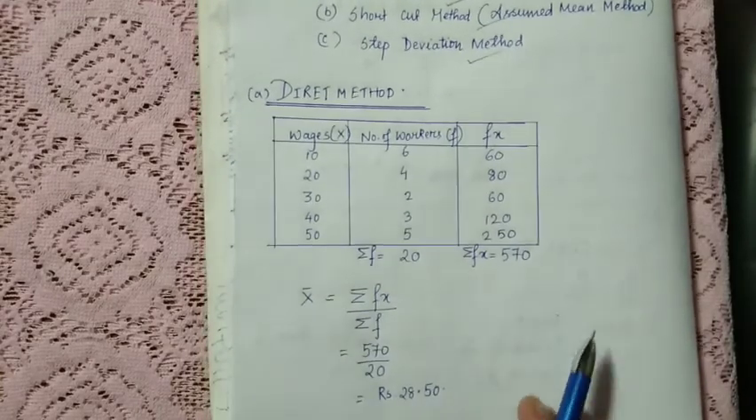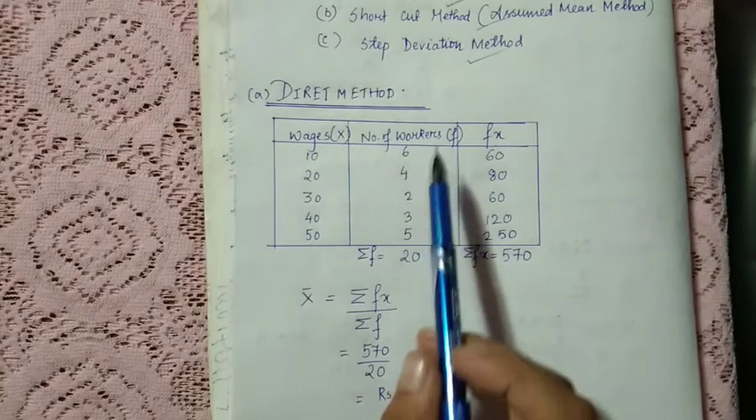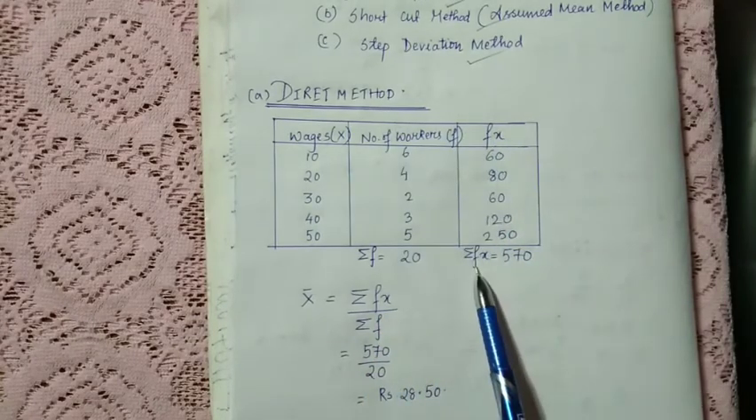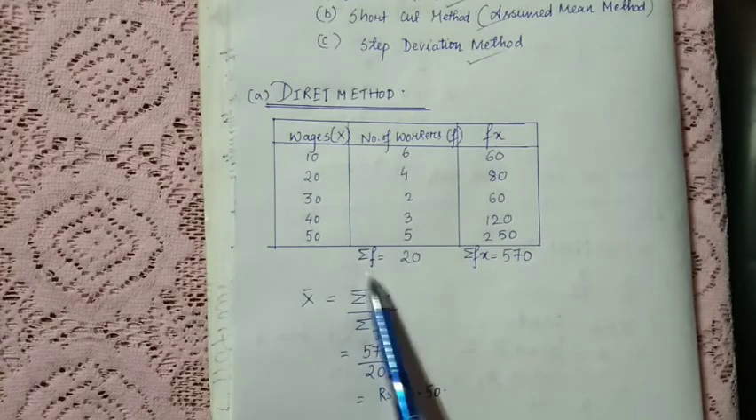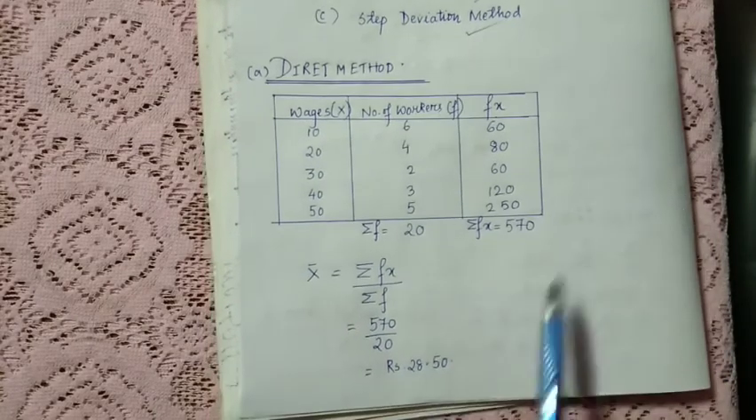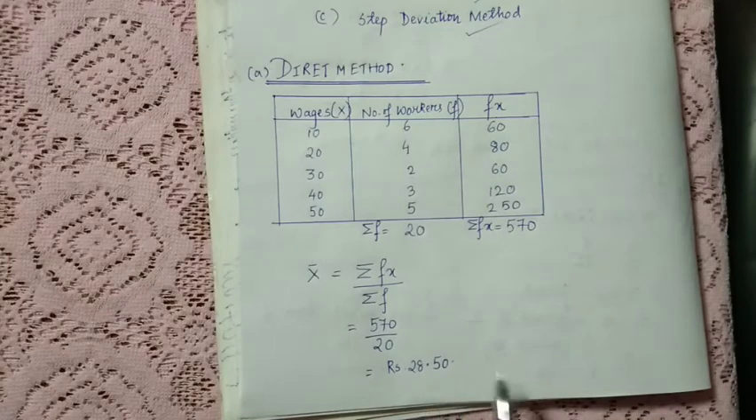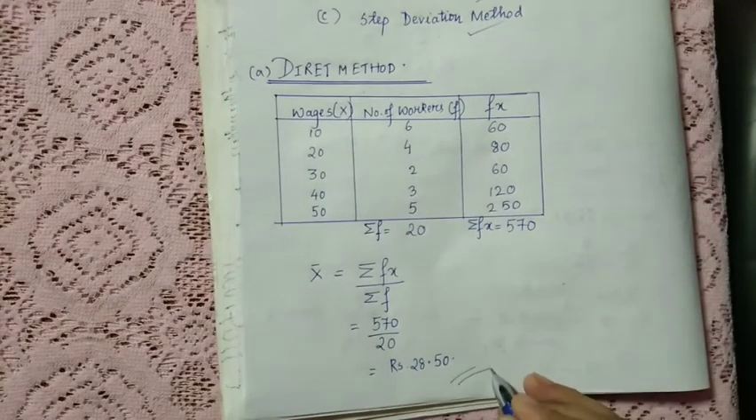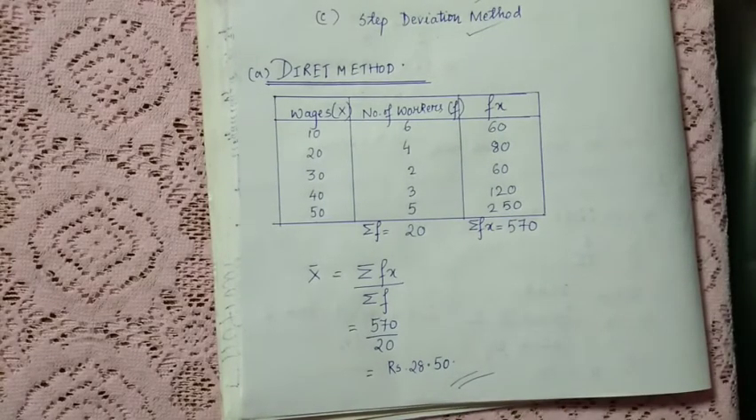How to find out the mean? The formula for the direct method will be sigma fx divided by sigma f. So 570 divided by 20 will be 28.50. Is it clear? This is how we do it by direct method for discrete series. Now let's move on to the shortcut method.